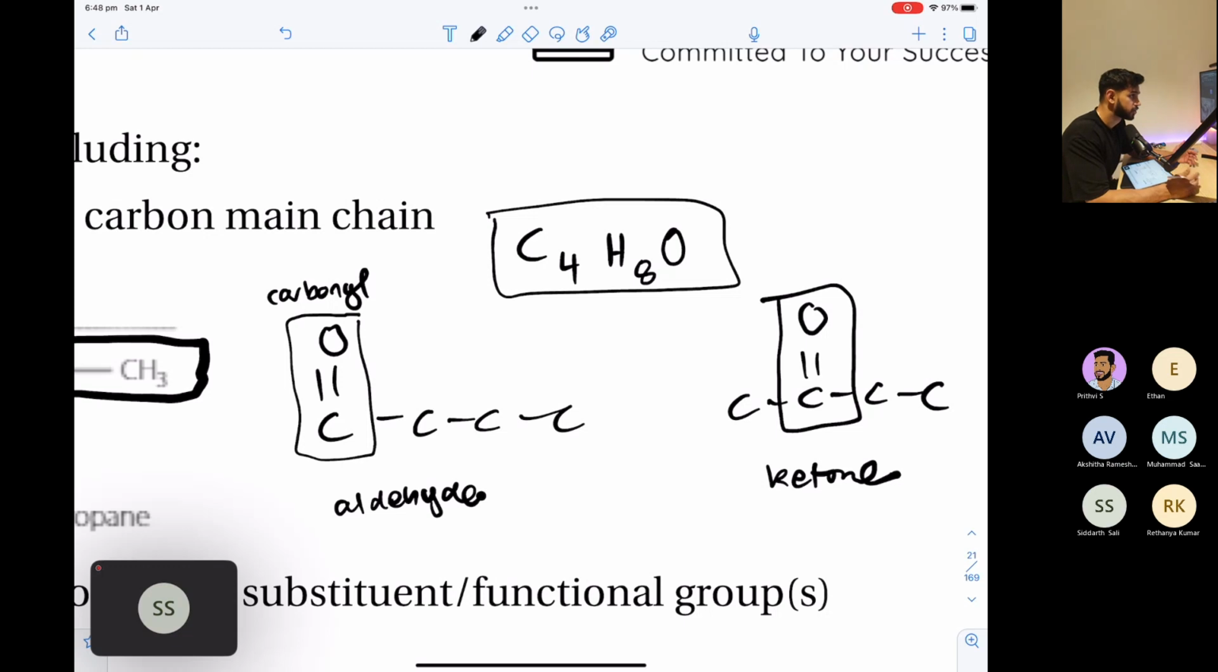So whenever they ask you about functional group isomers, you're trying to create a completely new functional group. You don't care about main chains. You don't care about positions. It's just solely, can you create another molecule that has a completely different functional group? If so, that is an additional functional group isomer. Any questions so far?